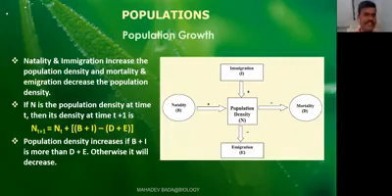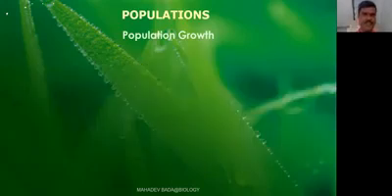Population density increases if B plus I, birth plus immigration, is more than D plus E, death plus emigration. Otherwise, it will decrease. If it is reversed, and birth and immigration are less while death and emigration are more, then automatically the population declines, decreases, reduces.